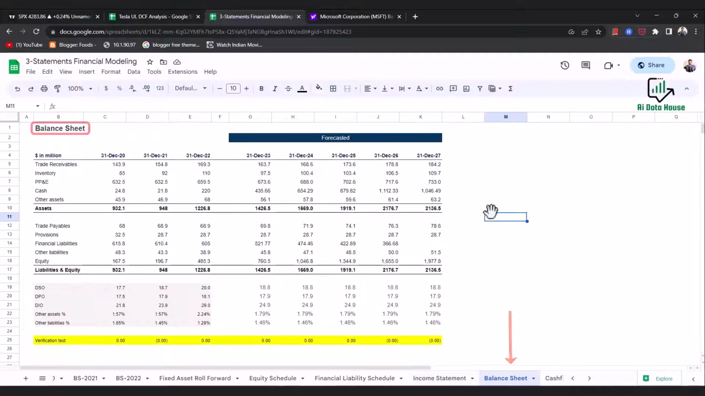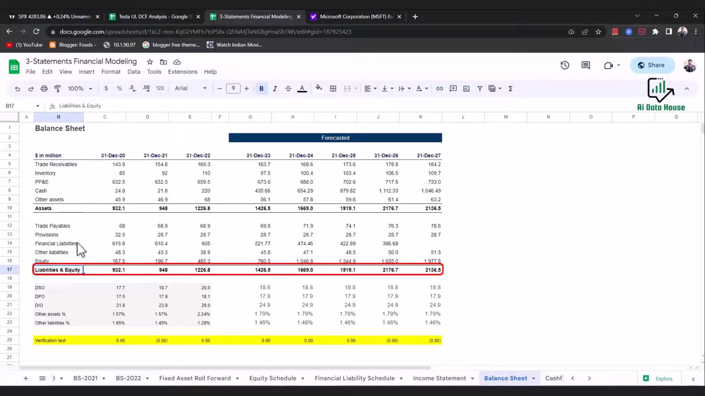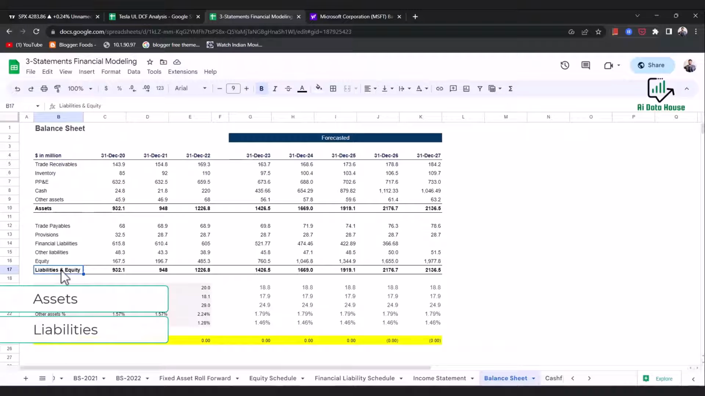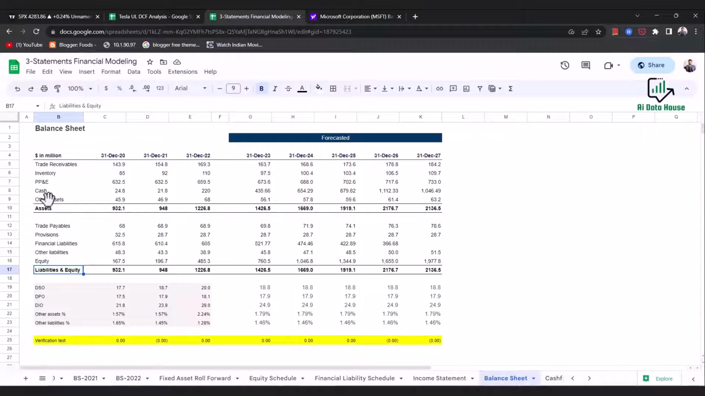Next, we have the balance sheet, which provides a snapshot of a company's financial position at a specific point in time. It presents the company's assets, liabilities, and shareholders' equity. And there is a universal equation for the balance sheet: assets equal liabilities plus shareholders' equity. The balance sheet reflects what a company owns, its assets, what it owes, its liabilities, and what remains for the owners, shareholders' equity. It helps us assess the company's financial health and solvency.